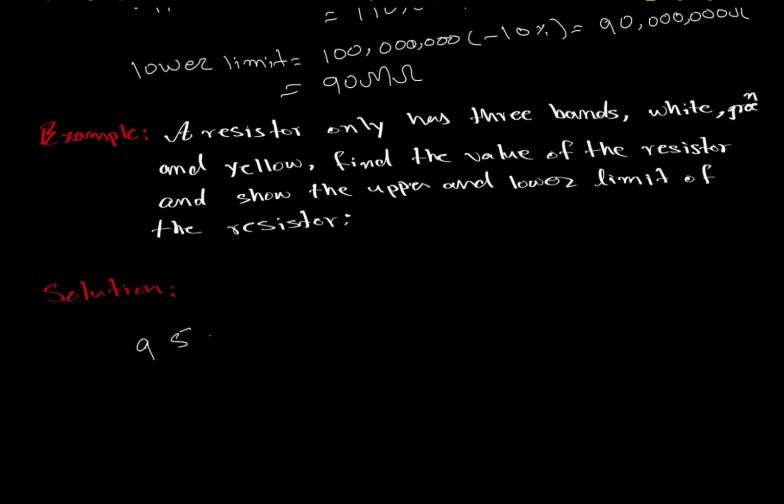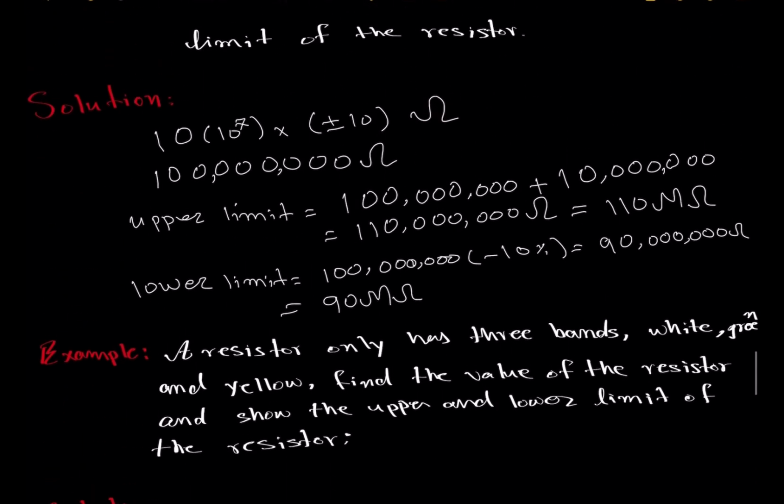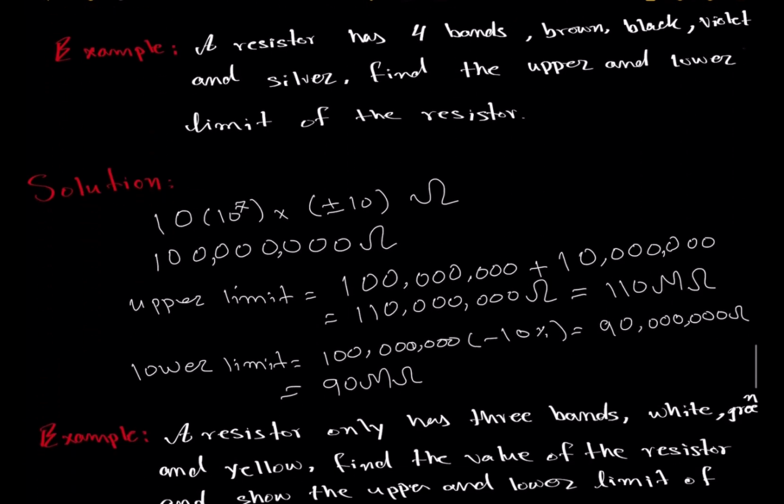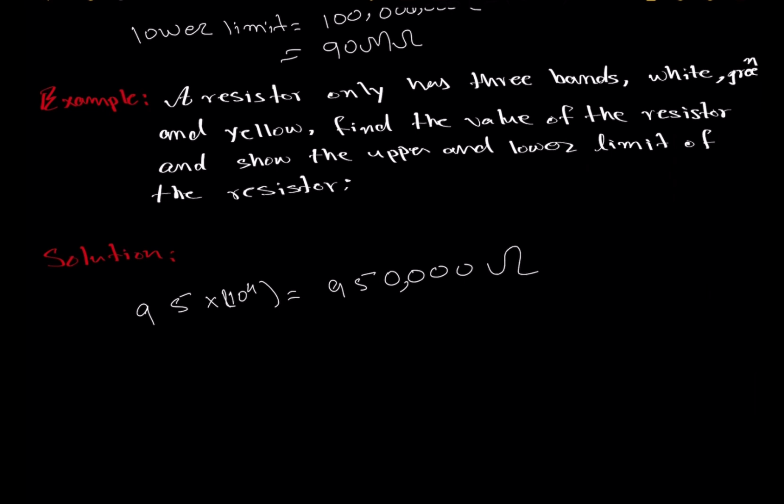The third one is your multiplier, which is yellow will be 10 to the 4. It'll be 95, then 1, 2, 3, 4 zeros. So it'll be 950,000. So let's check our work here first. Green is 5, yellow is 4. That's correct. So that's the ohmage of the resistor, 950,000 ohms. We can write it down as 950 kilo ohms because 1000 is kilo.